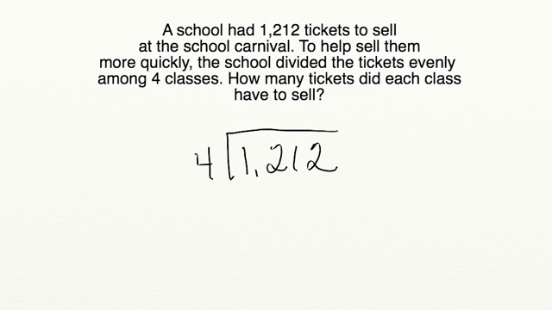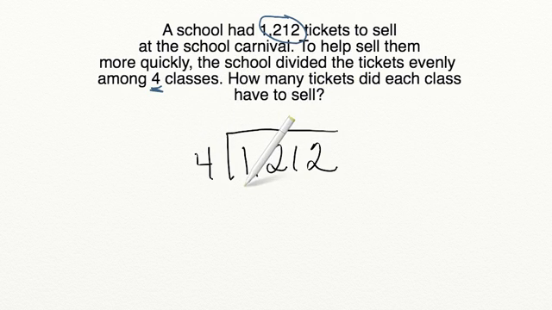Let's walk through a word problem together. A school had 1,212 tickets to sell at the school carnival. To help sell them more quickly, the school divided the tickets evenly among 4 classes. How many tickets did each class have to sell? Well, we know that we're starting with 1,212 tickets, and we need to divide that by 4 classes. So we're going to set up 1,212 divided by 4.